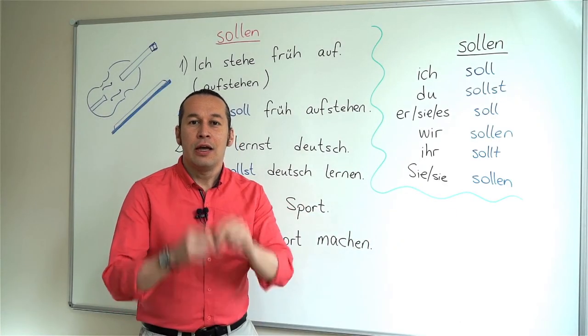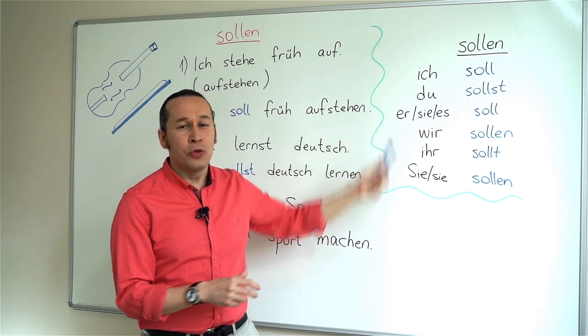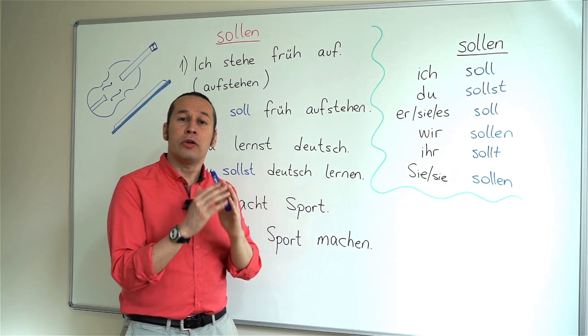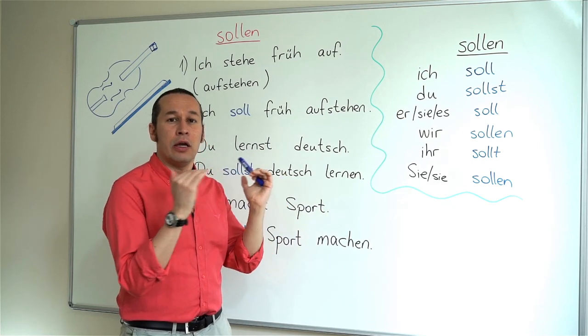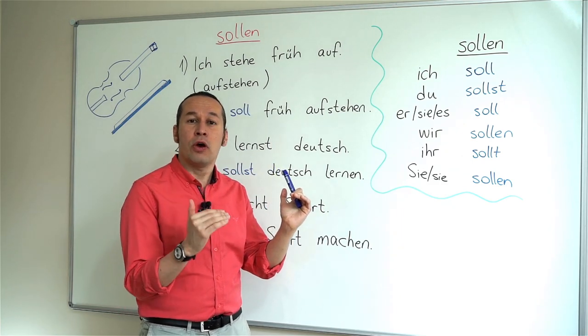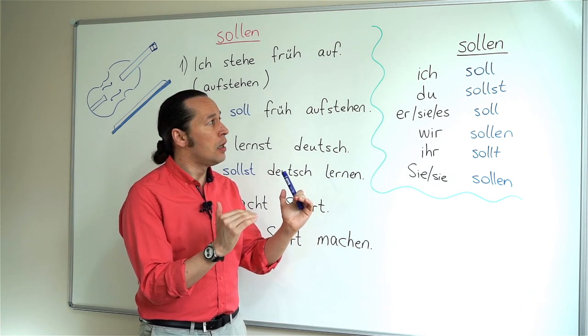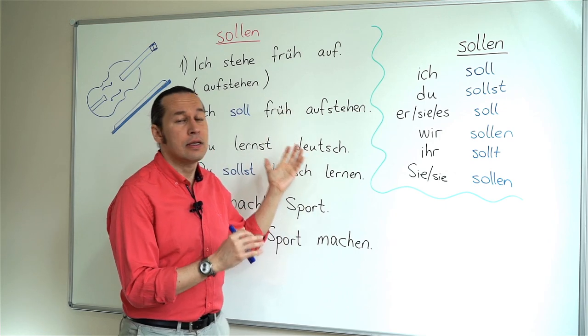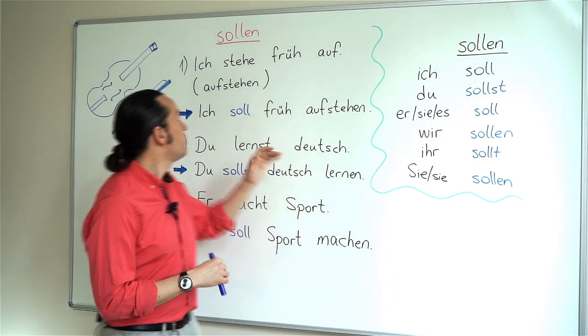Sie sollen. Now, I want you to look at the examples here. First of all, we are going to see a regular sentence, and then we are going to add the modal verb sollen to the sentence and see how we conjugate it.